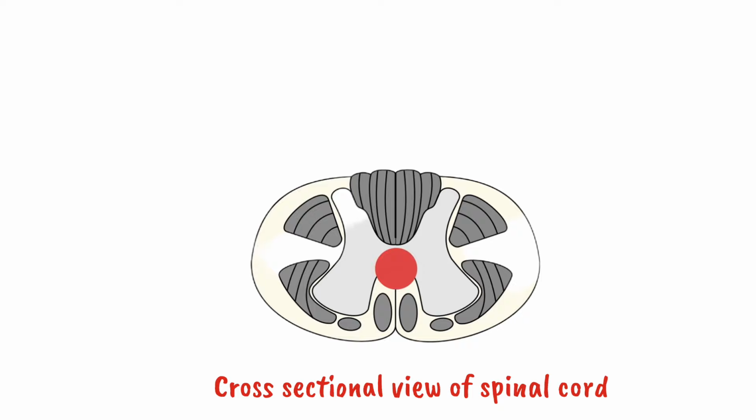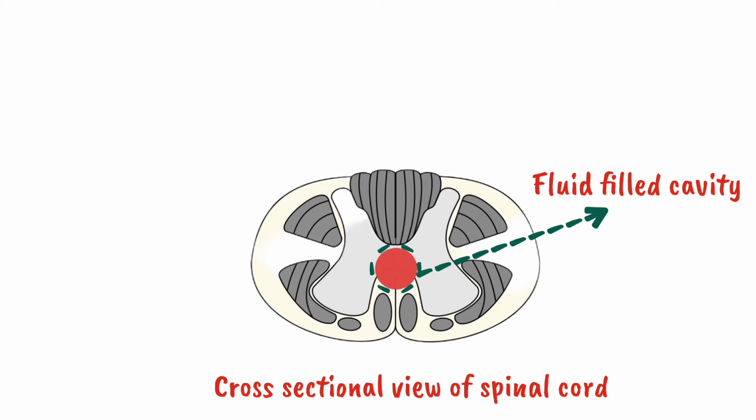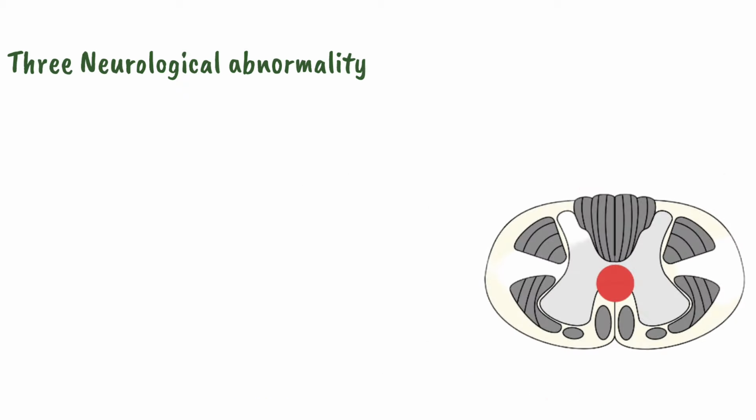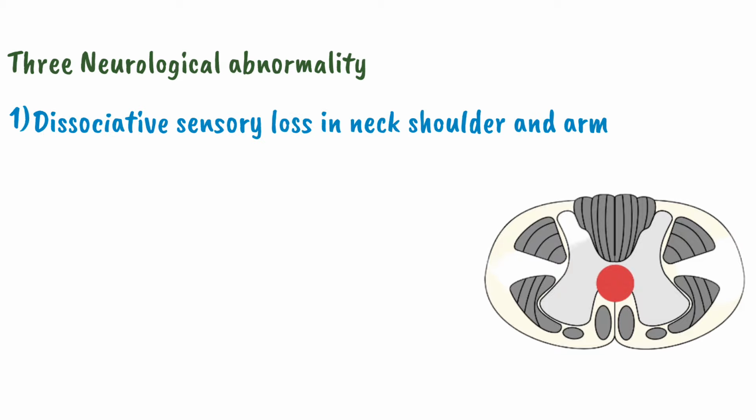This is a cross-sectional view of the spinal cord, and the structure lying at the center of the spinal cord is the fluid-filled cavity which is formed in syringomyelia. This fluid-filled cavity is also called a syrinx. Due to the formation of this syrinx, there are three neurological findings in syringomyelia. The first one is the dissociative sensory loss in the neck, shoulder and arm.